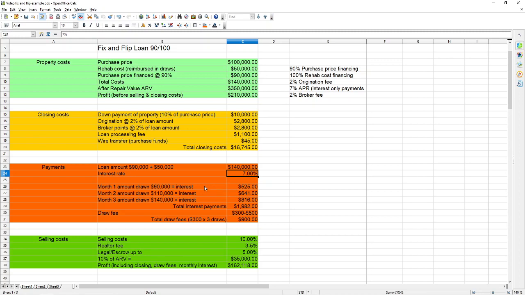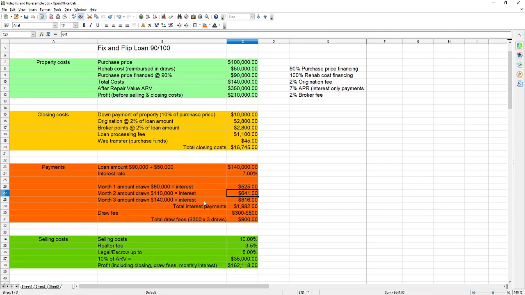So let's say, for example, at the end of the first month, the borrower has not requested any draws. So they've just been working and haven't requested any money to be reimbursed. So they will pay interest only on the $90,000 that was advanced for the purchase of the property. And that is a total of $525. End of the second month, they've now advanced $20,000 for work.